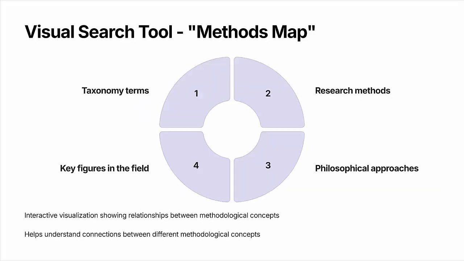The methods map is one of my favourite features, and it's something you won't find in other databases. Research methods don't exist in isolation. They're connected to philosophical approaches, theoretical frameworks, and analytical techniques. Let's say you're familiar with thematic analysis, but want to explore related approaches. The methods map would show you connections to content analysis, discourse analysis, and narrative analysis, helping you discover new methods that might better suit your research questions. This visual approach to exploring methods is incredibly valuable when you're still figuring out which methodological direction to take, especially in those early stages of research design.